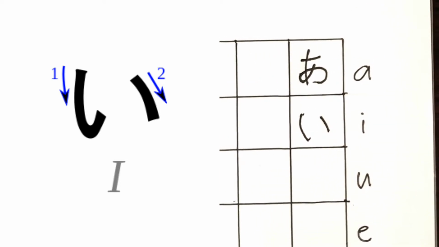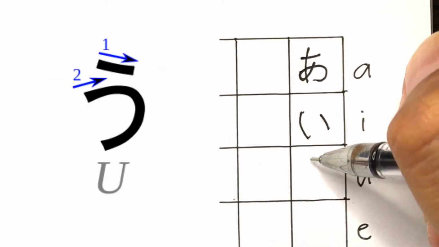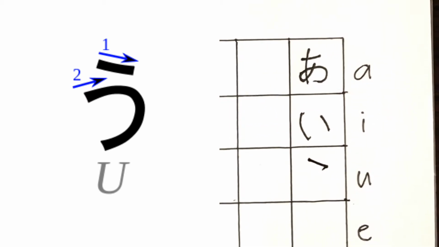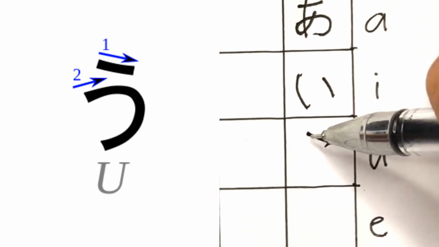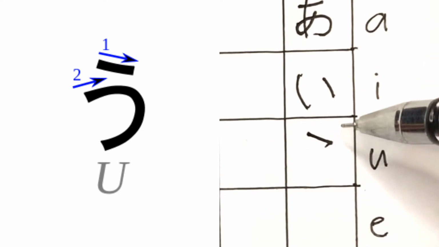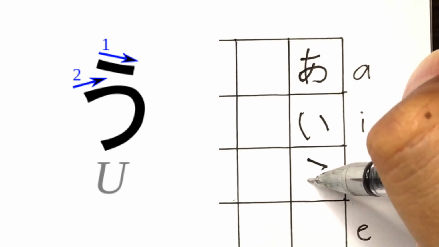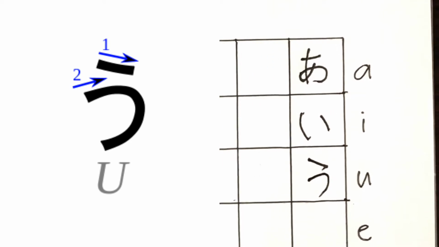Okay. The next character is u. The character u starts with a downward stroke. The most common mistake beginners make in writing u is writing the first stroke flat. The first stroke should be a downward stroke, followed by an upward stroke, then turn. U.